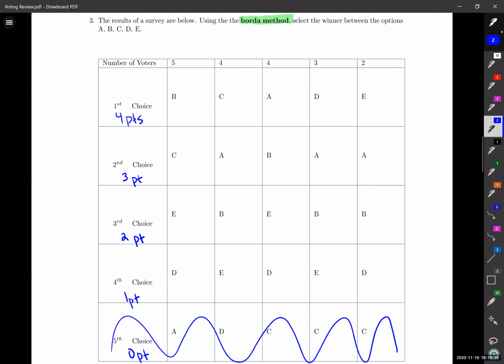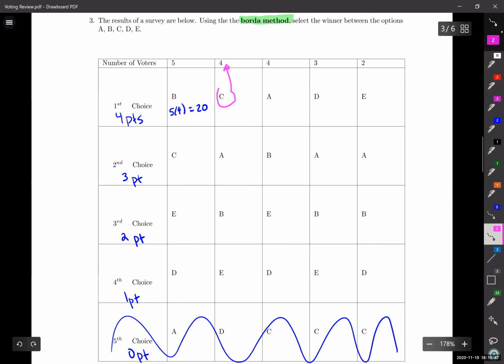Now we assign points to each category and then total up the points for each candidate. To begin, 5 people chose B as their first place vote, but every first place vote gets 4 points. So we give 20 points to B. You could write that as 5 times 4, or in your mind just think of it as 20. We continue that process. 4 people wanted C as their first place vote, so we give 4 times 4, 16 points for those votes.